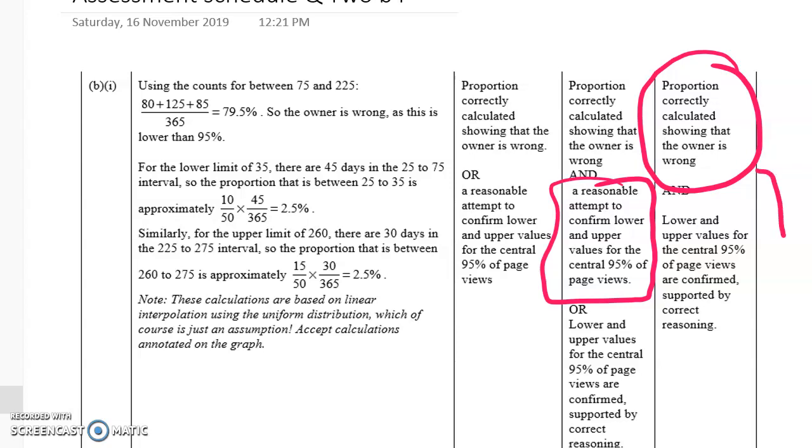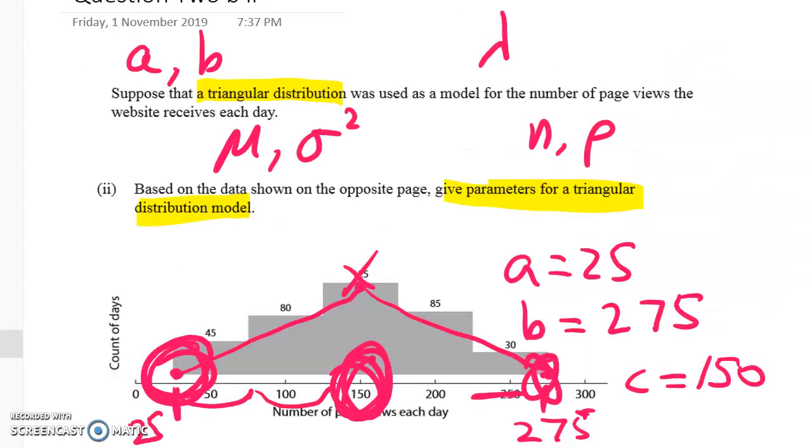So you had to have both of those things done for excellence, right? So I think that's actually quite, it's just a bit of common sense reasoning, and you've just got to show how you thought about it. Right, we've done B part 2, which was looking at what the parameters are for a triangular.